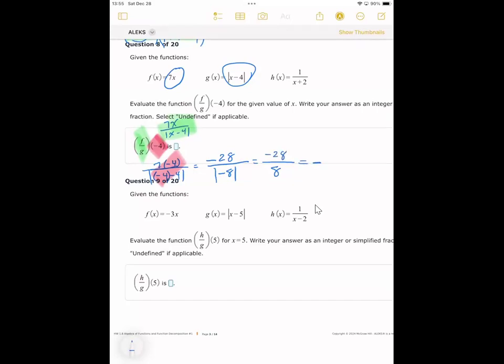Negative divided by positive is negative. Can I divide 28 by 8? No. But can I reduce it? Yes, because 4 goes into 28 7 times, 4 goes into 8 2 times. So I get -7 over 2 or -3.5. And that is the answer to this one.